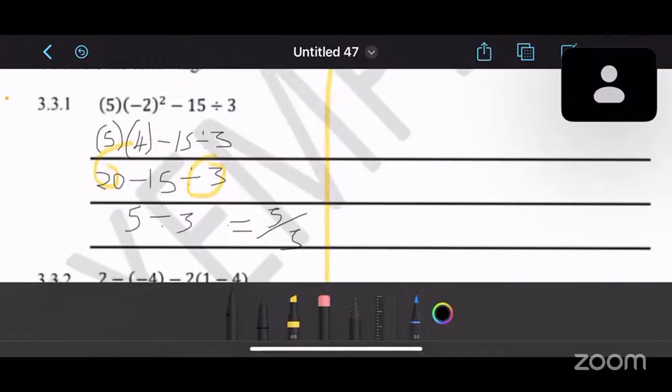So I said 5 times 4. And then I said minus 15, minus 15 divided by 3. And then, ma'am, I got 20 minus 5. 20 minus 5. Then I got 15, ma'am. That's my final answer.